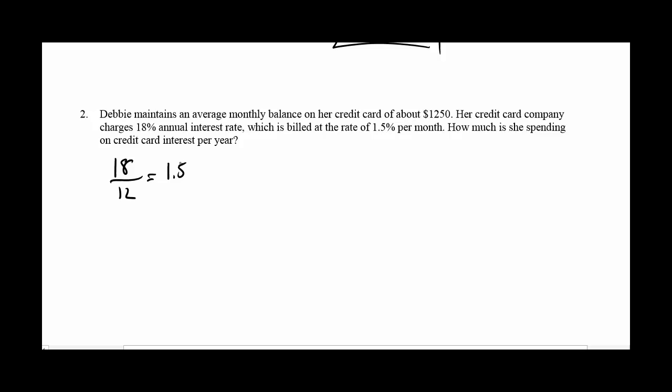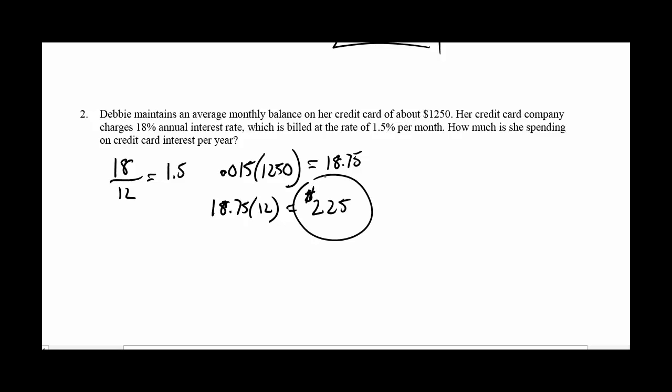Okay, so if each month she has a balance of 1,250, then she is paying the credit card 0.015 times the 1250. So she's paying the credit card each month, once I get that figured out, $18.75 just to have the money. And so if I take that number times 12, then in a year she spends $225 on interest alone.